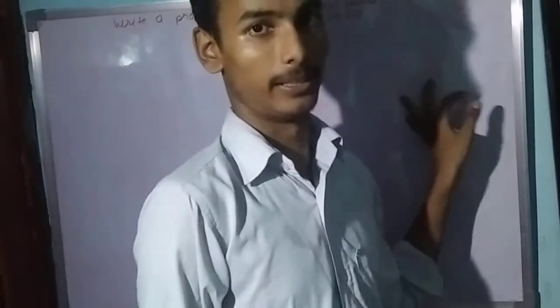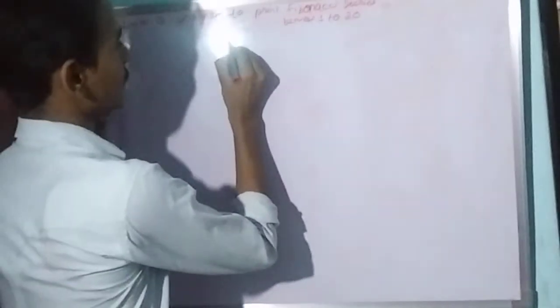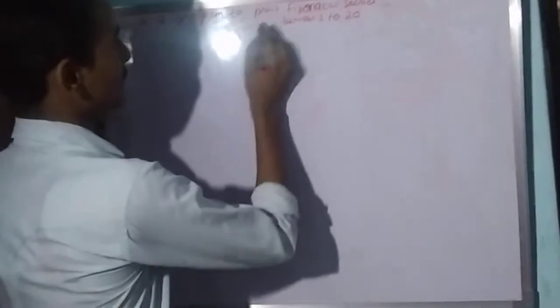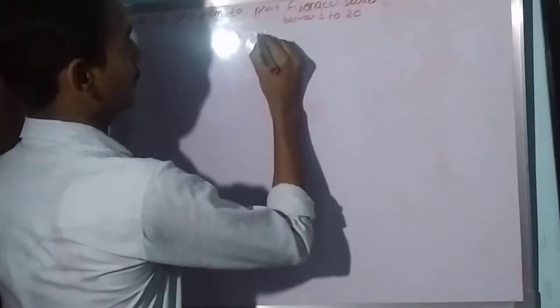Today we are going to discuss a program to print a Fibonacci series between 1 to 100. Okay, let's start. First thing, we make a class. For the class, we can take a name. Bracket. Then make a method.